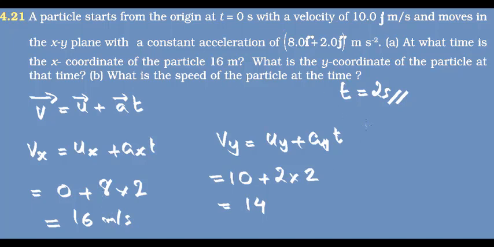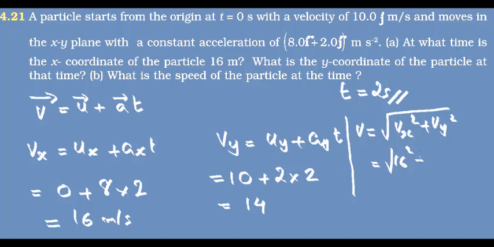You want the speed. Speed means the magnitude of velocity. So if you want the speed, you have to take the magnitude, the square root of vx square plus vy square, which will give you 16 square plus 14 square. If you calculate this, this will become approximately 21.26 meter per second.